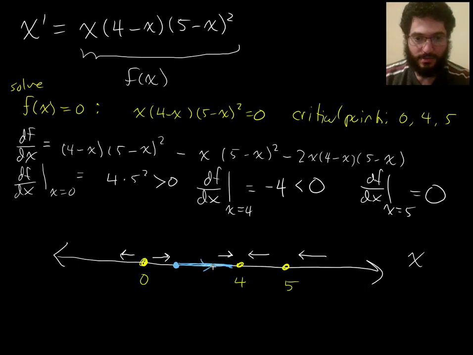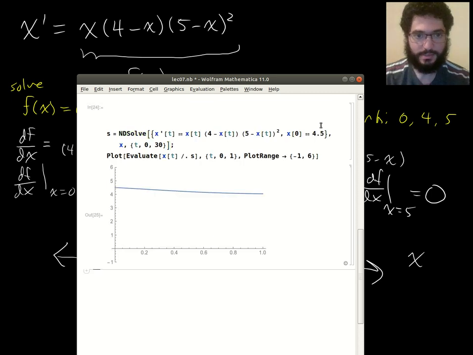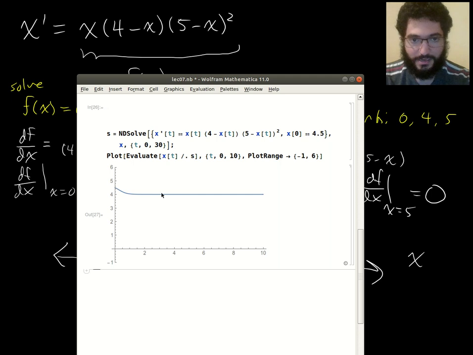What if we start out not at 2.5, but at 4.5, between 4 and 5? Then I'd expect it to go down towards 4. So let me change the initial conditions there and rerun this. And yeah, you can see it starts out between 4 and 5, and then it decreases, and it's asymptotically approaching 4. If I show you the plot for a longer time, it'll just look like a flat line, just approaching 4 forever.